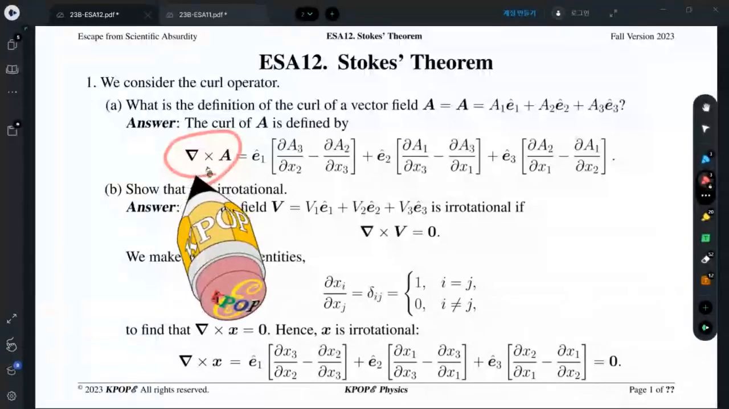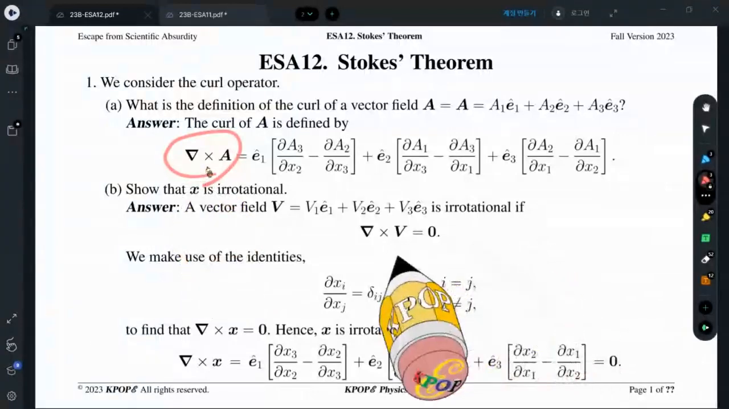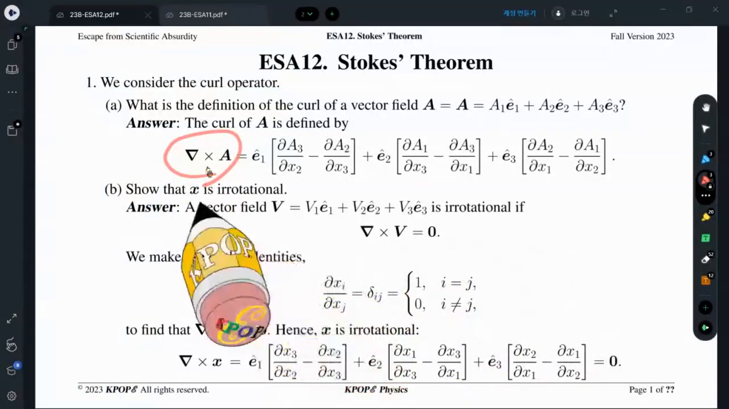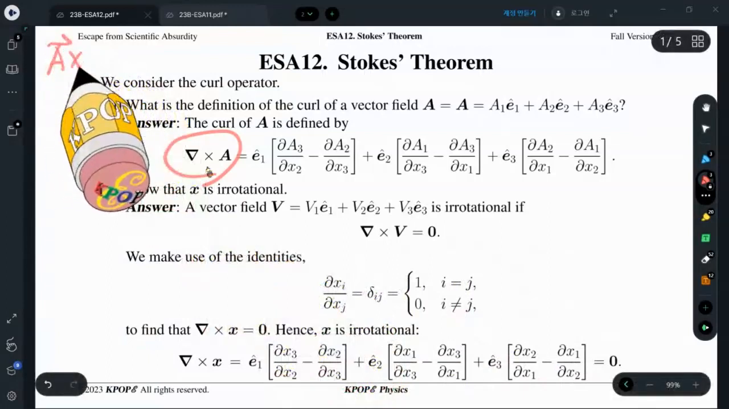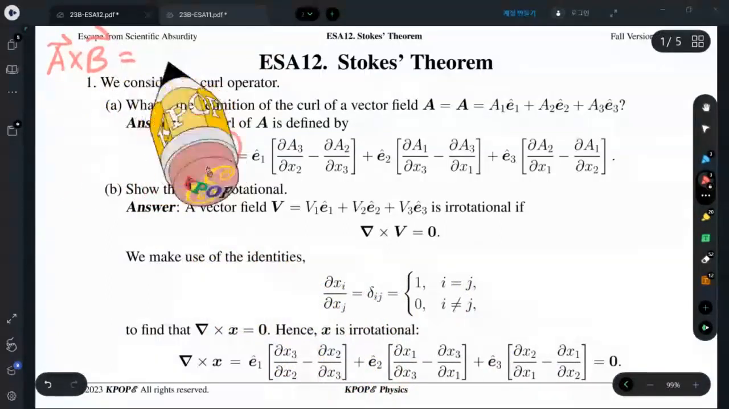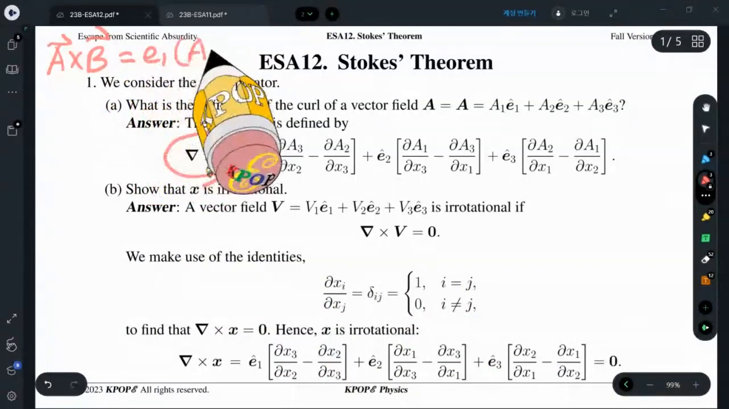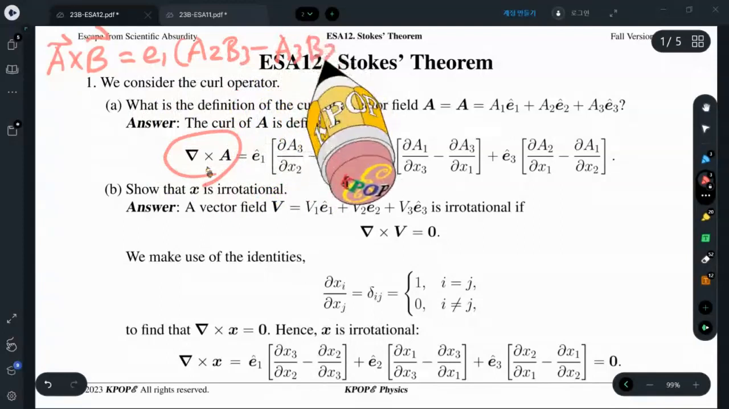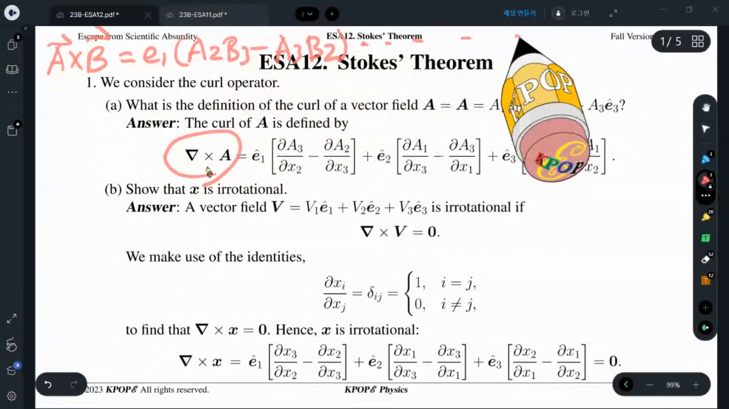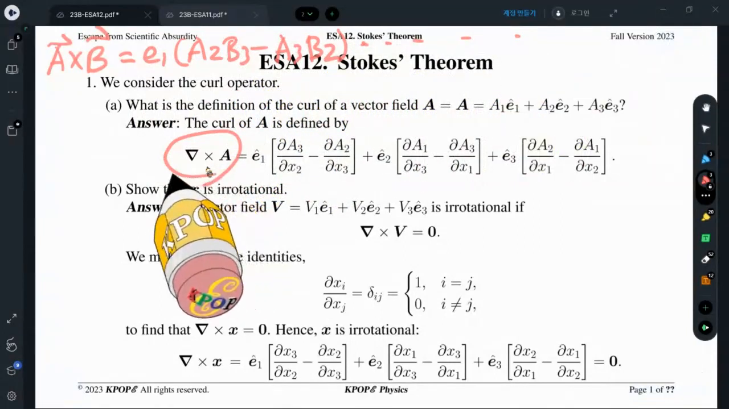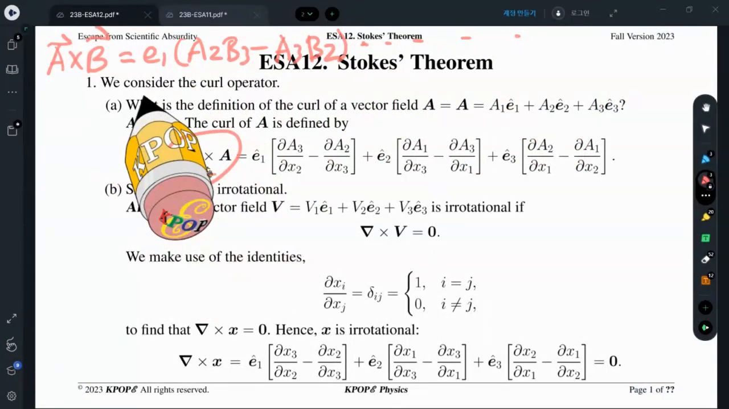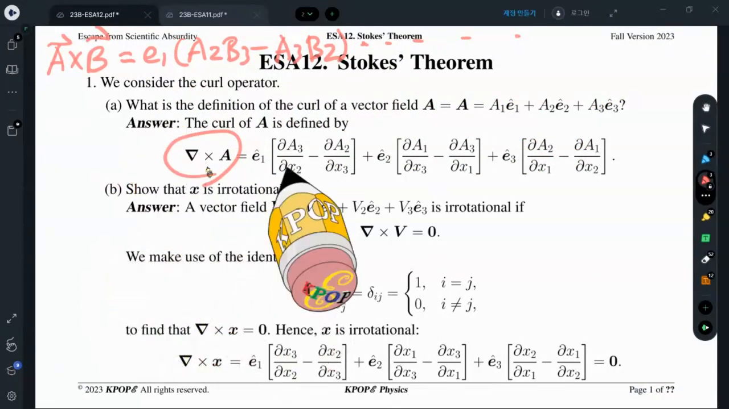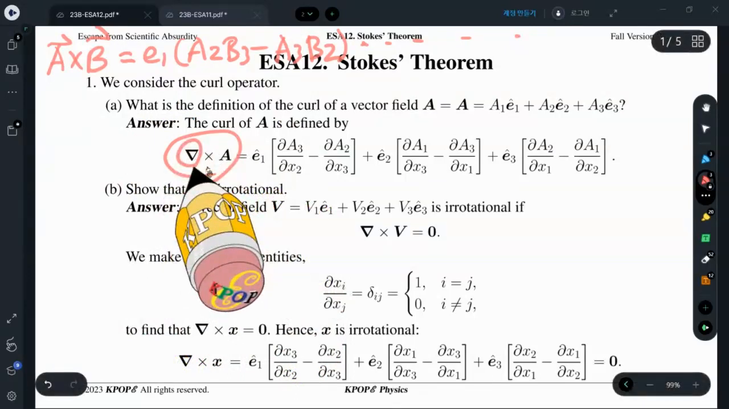Stokes theorem. What is curl? Curl is defined just like the cross product. When we compute the cross product A cross B, we usually write e1, A2 B3 minus A3 B2, and so on. Curl is very similar, except that we have an operator.